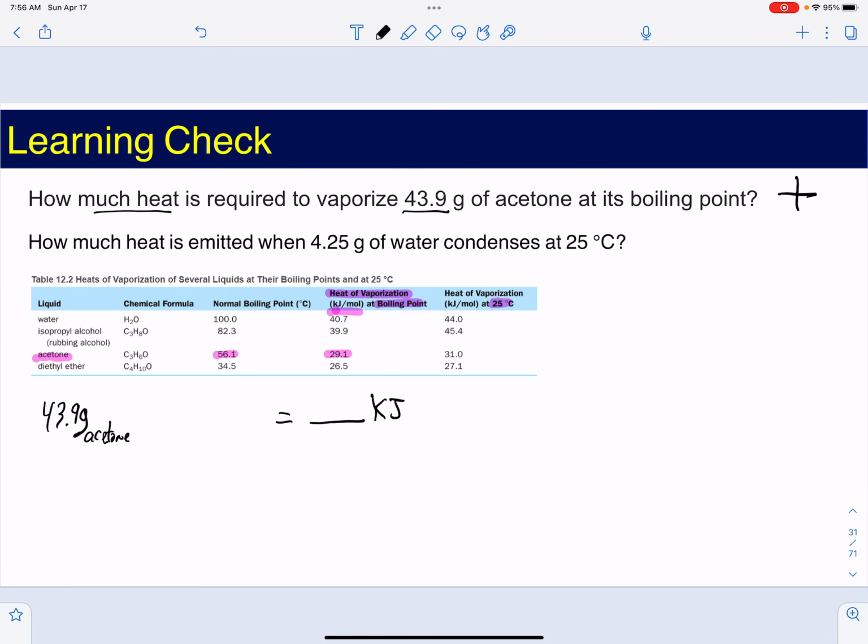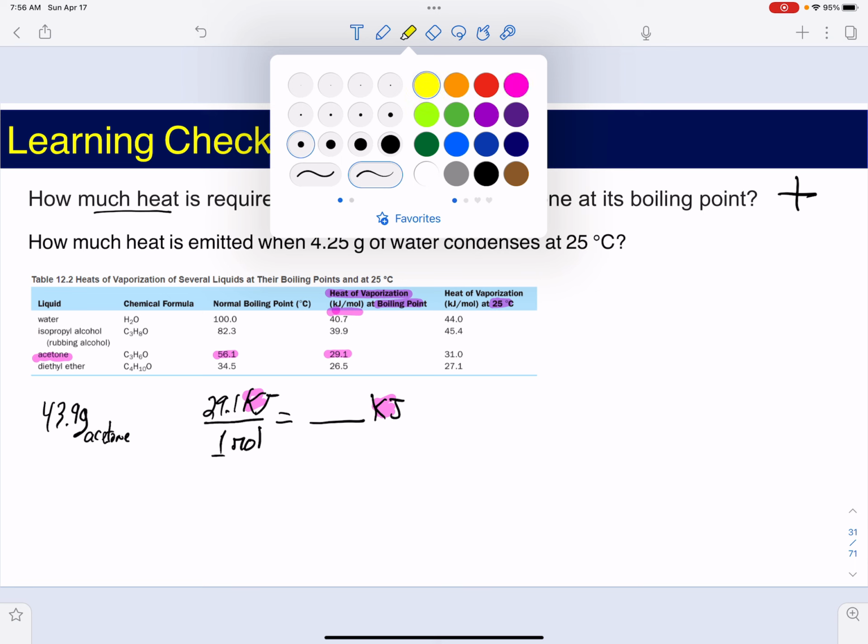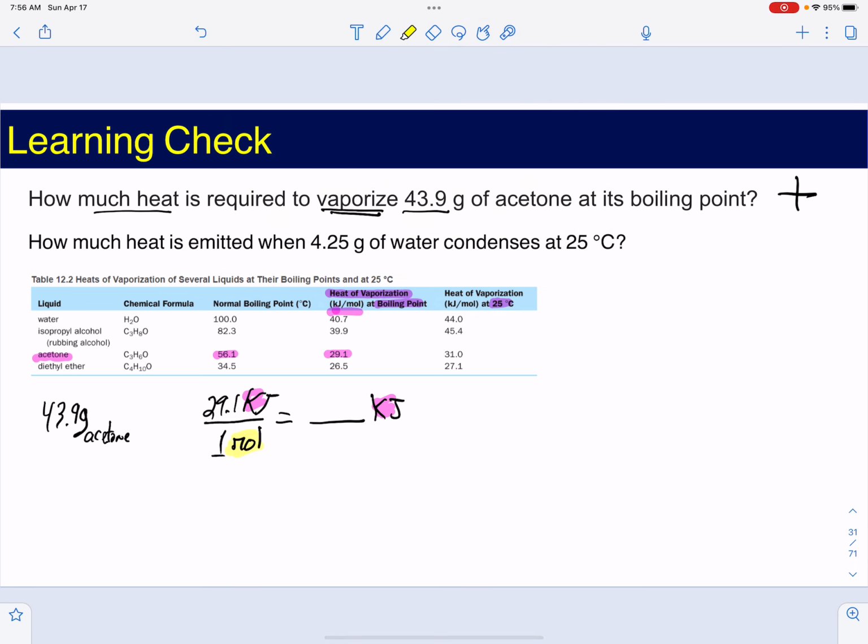So how do I go from grams to energy? Well, the process is vaporization. So I'm gonna have to use 29.1 kilojoules. That way I have kilojoules already at the top for every 1 mole. However, I do not have moles, so I'm gonna have to fix that.